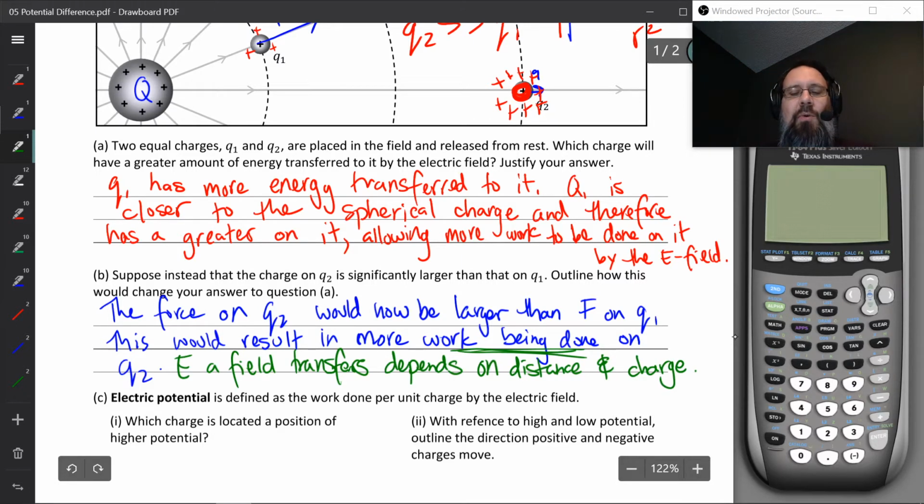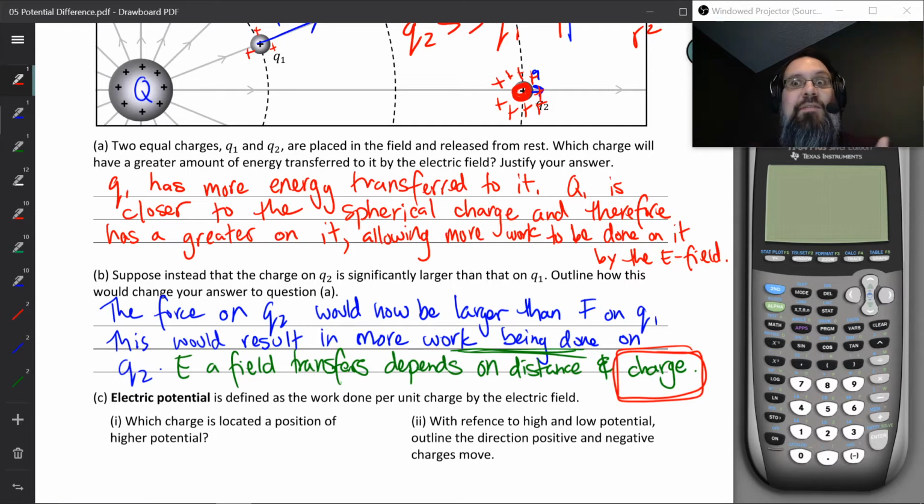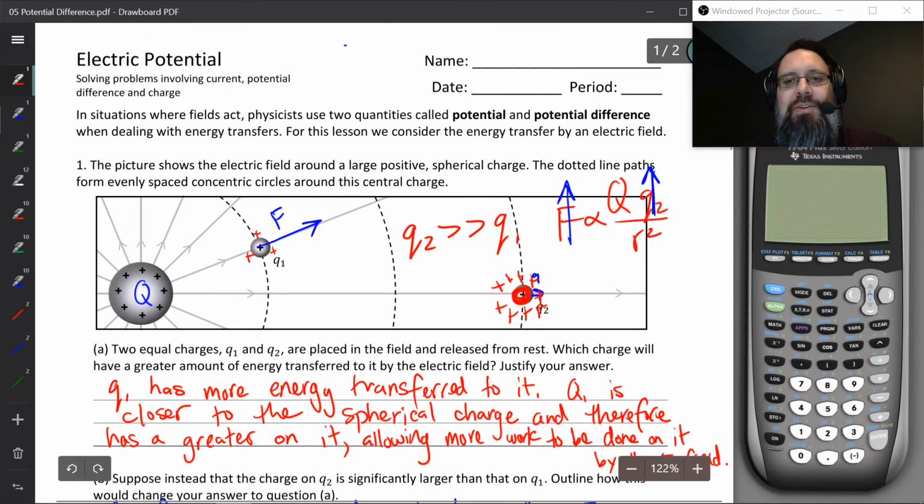So we don't want this. This is kind of problematic. Having it depend on the charge that's in the field is problematic. I mean, remember when we defined the electric field, we defined it so that the charge in the field didn't matter. So I'll remind you what we did.